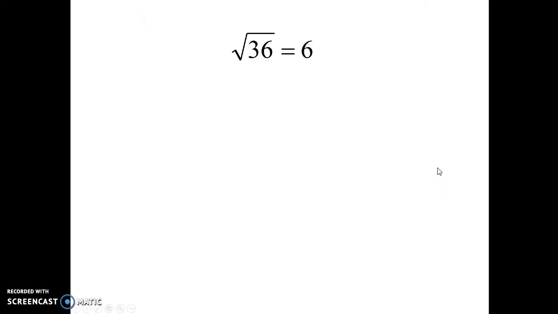Okay. Square root of 36 is 6. Everybody agrees with that. 6 times 6 gives you 36.